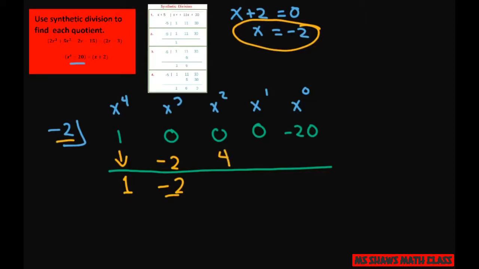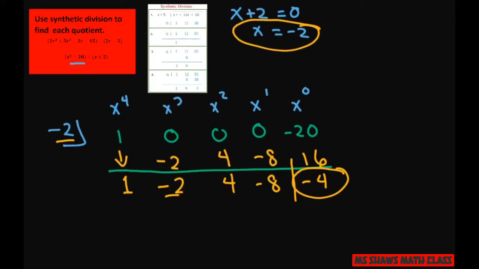Put it here, add, so you get 4. -2 times 4 is -8. Add, so you're going to get -8. Multiply -2 times -8, 16. Add, -4. This last term here is always your remainder.